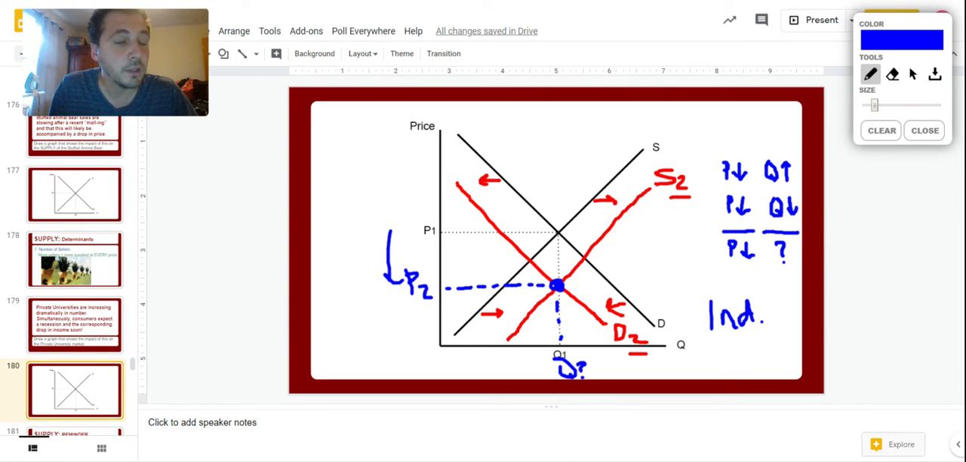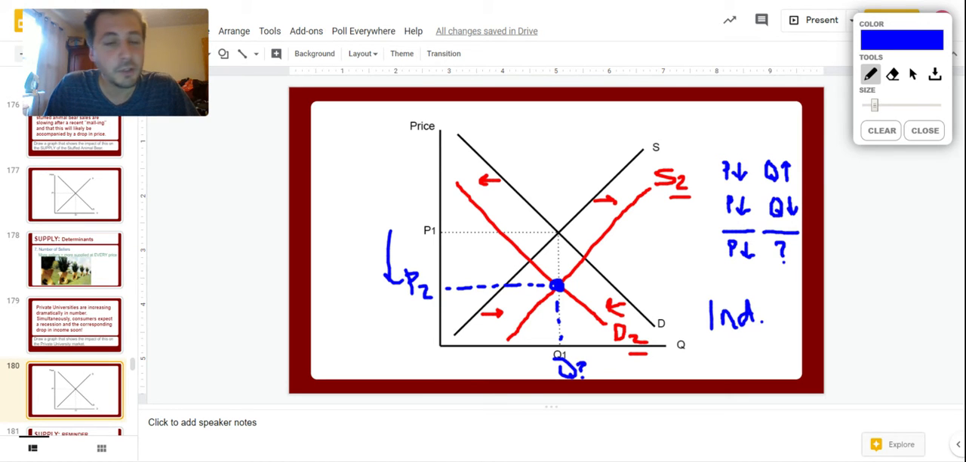Period. So trust your shifts. Even if you have double shifts, trust them. In the event that price goes in the same direction, then we know what happens to price. But if price went up and then price went down, then it's indeterminate. Same with quantity. Little hint here: one of the two is always going to be indeterminate when you have a double shift, either the price or the quantity.